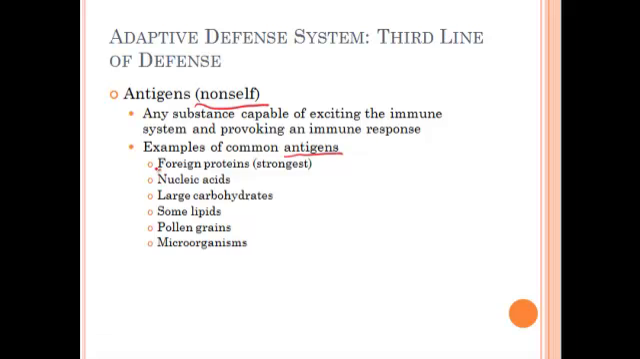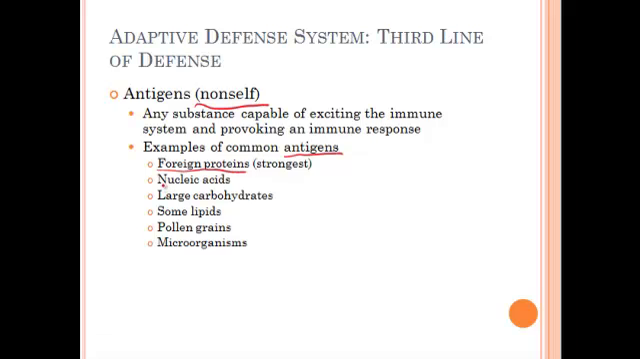Foreign proteins, and these are the strongest type of antigens. Whenever your body comes in contact with foreign proteins, that's going to start an immune reaction. And this is important because bacteria and viruses are producing proteins that our body would not recognize.